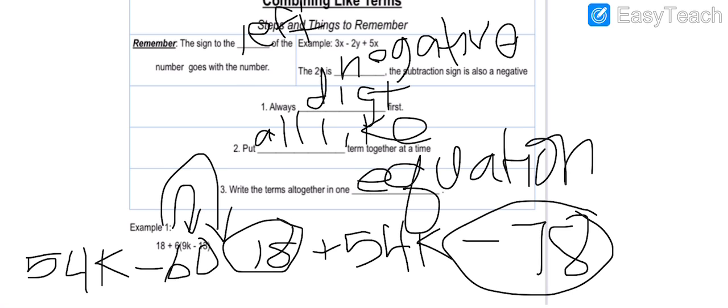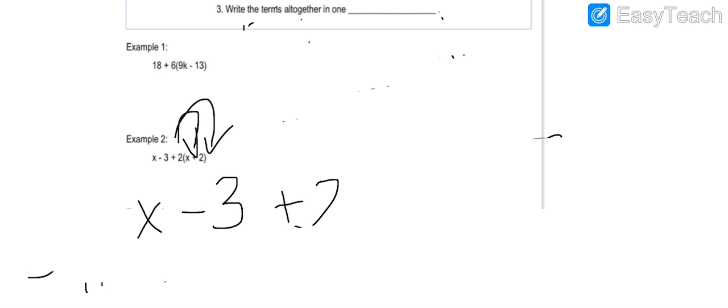All right, our next example, first we're going to distribute. So we're going to distribute that 2 to the x and the 2 to the 2. So we have x minus 3 plus 2x plus 4, because I did 2 times x and then 2 times 2, which makes 4. Once we're to this point, we are now going to put together our like terms.